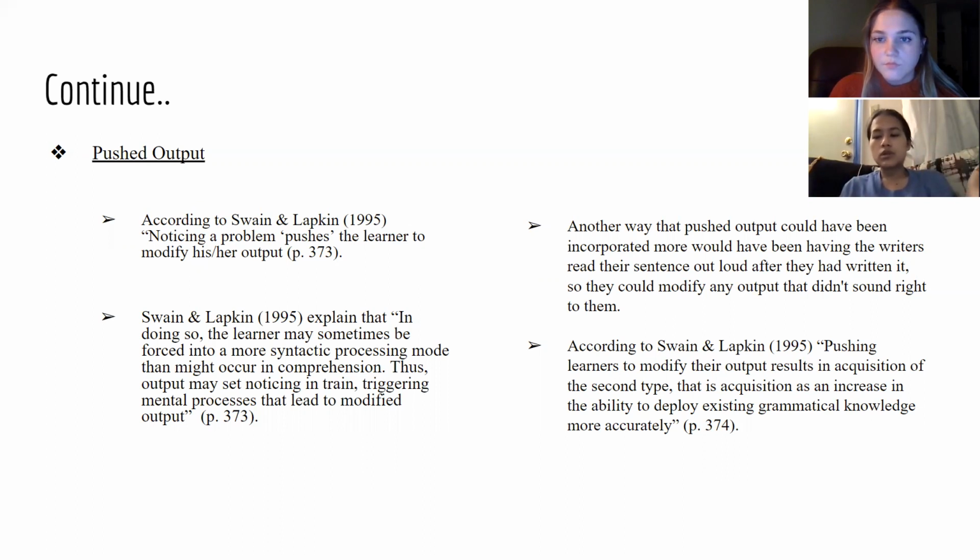So according to Swain and Lapkin, pushing a learner to modify their output results in acquisition of the second type. That is, acquisition as an increase in the ability to deploy existing grammatical knowledge more accurately. So if the students had read what they wrote out loud, they may have noticed their mistake through their existing grammatical knowledge. Professors often suggest reading your papers out loud because you may hear the mistake that you are not seeing on the paper.